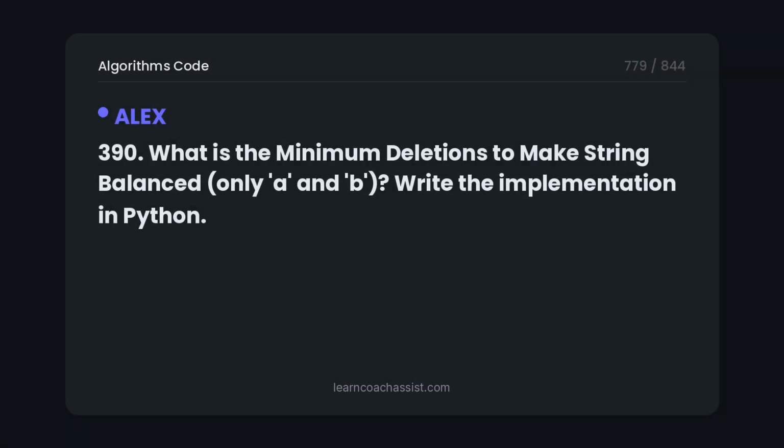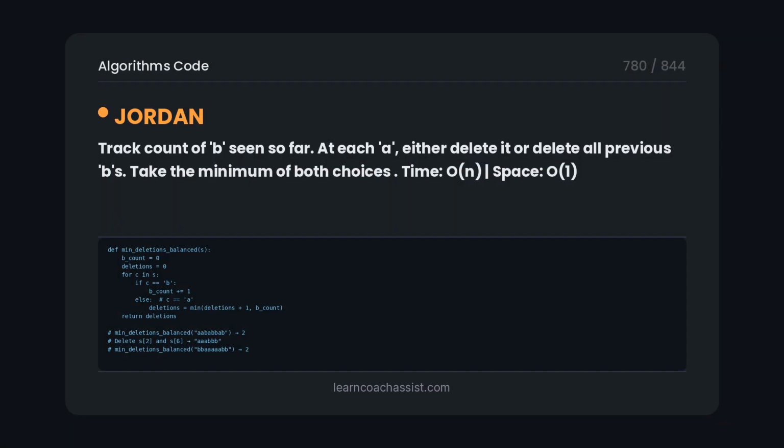390. What is the minimum deletions to make a string balanced, only A and B? Write the implementation in Python. Track the count of B seen so far. At each A, either delete it or delete all previous Bs. Take the minimum of both choices. Time O(n), space O(1).